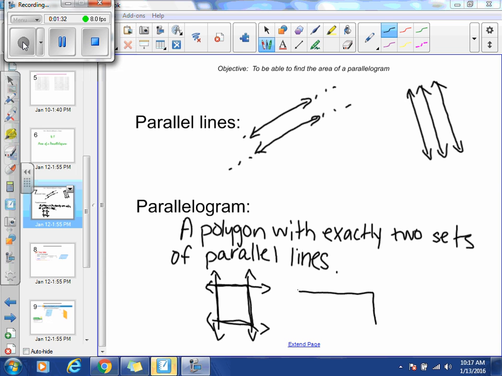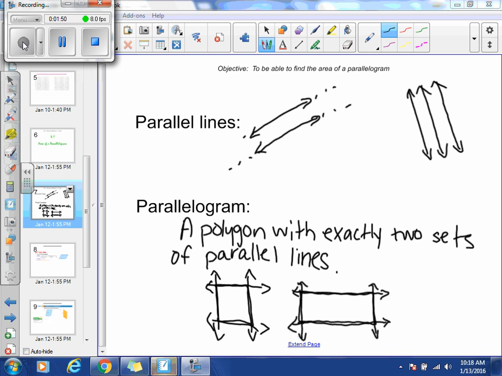Rectangles are also parallelograms because we have exactly two sets of parallel lines. So the top line is parallel to the base line, and the widths are parallel. So that's two sets of parallel lines. Now, squares and rectangles are not the only thing.